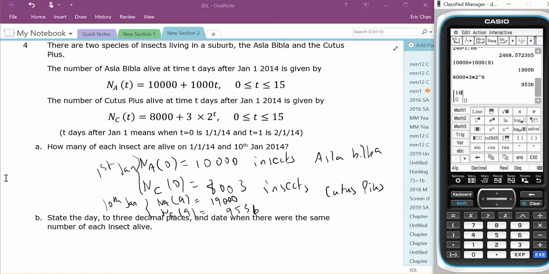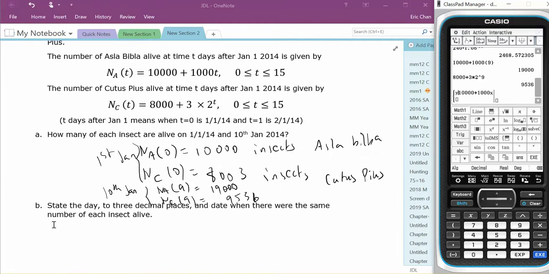So 10,000 plus 1000x, there you go, y equals that. And the other equation is y equals 8,000 plus 3 times 2 to the power x, solving for x and y. Okay, so the first solution is not what we're after because the x is negative, which doesn't make sense because t is between 0 and 15. We want the second solution basically. So the second solution is, let's see, it says state the day, which is 3 decimal places, and the date when the insects are the same number. So to 3 decimal places, your t value would be 12.210.